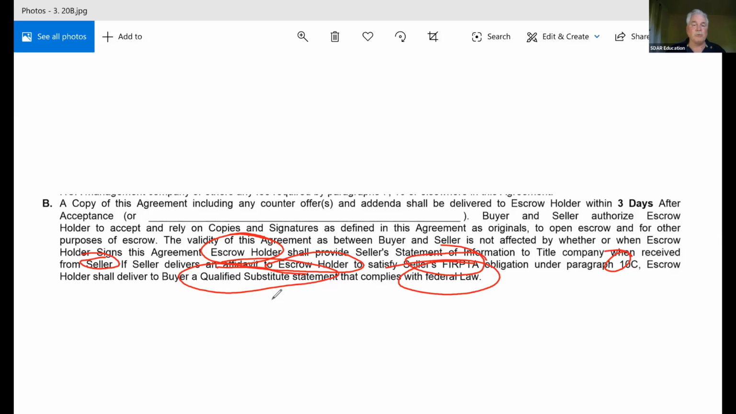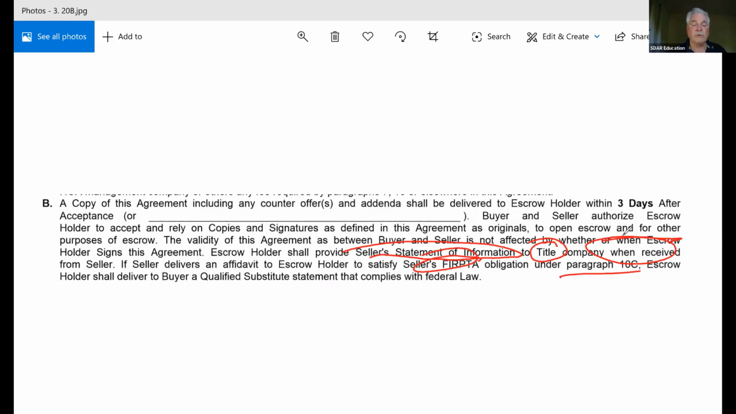Okay. All right. So that's what this paragraph says. This paragraph says that escrow holder statement of information, very important. We need to know that, in fact, we need to determine that this is in fact the seller, and they dig deep on this. Okay, they're going to give it to the title company when received. Okay, and then if the seller delivers my FIRPTA, then that satisfies paragraph 10C, then escrow holder shall deliver to the buyer a QS form. So this is going to be my QS. Okay, everybody good with that?